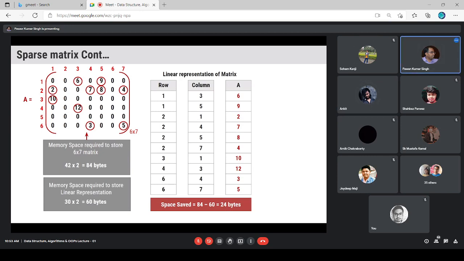So how much saved? 24 bytes. So we are saving 24 bytes if we are representing it linearly.